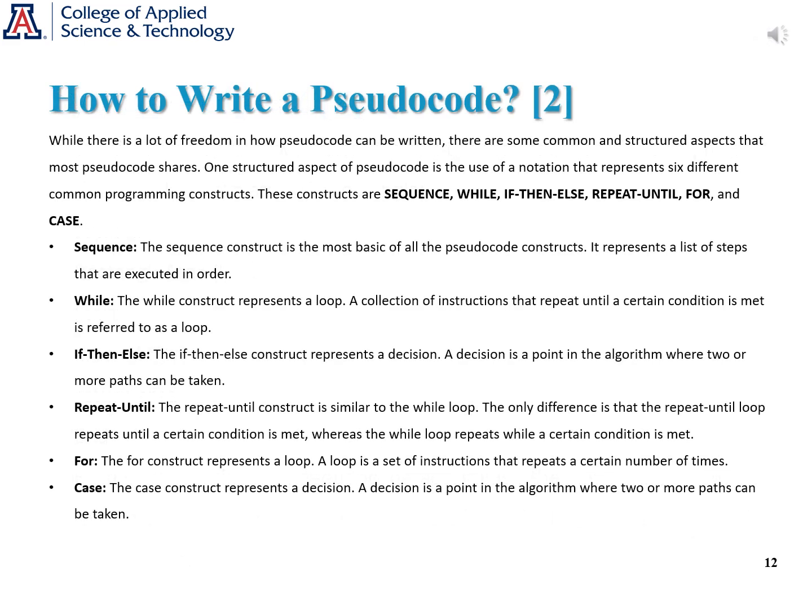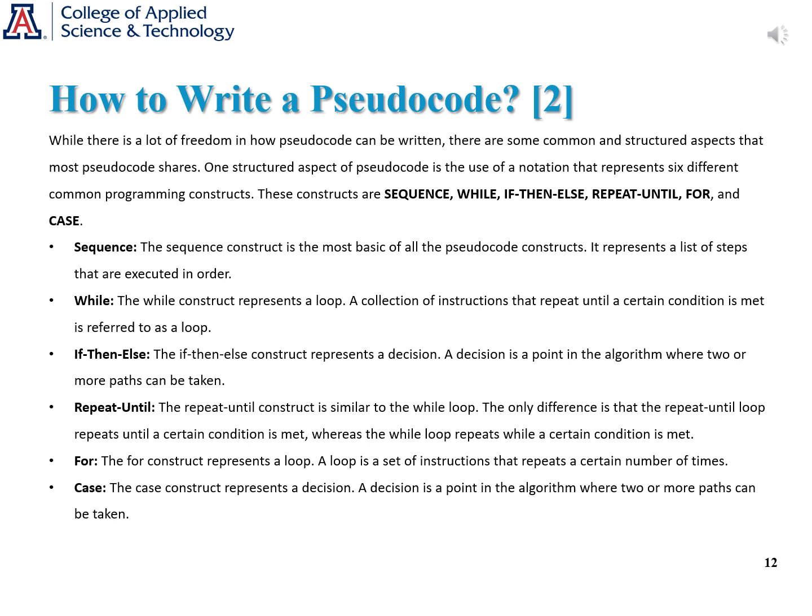The last thing I wanted to address here is how to write pseudocode, right? It's important for you to keep this in mind when you start writing your pseudocode. So as it says, while there is a lot of freedom in how pseudocode can be written, there are some common and structured aspects that most pseudocode shares. One structured aspect of pseudocode is the use of notation that represents 6 different common programming constructs. These constructs are sequence, while, if then else, repeat until, for, and case.